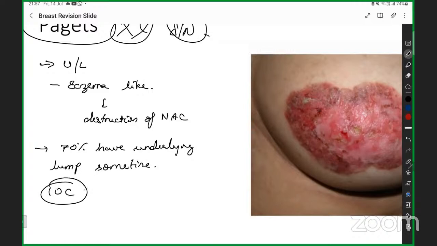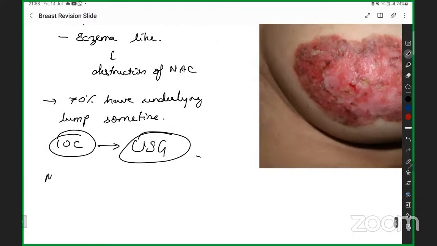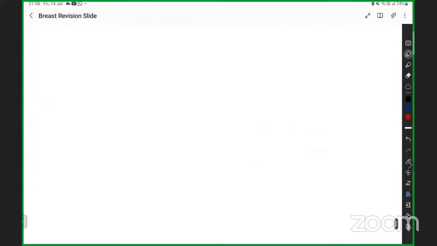What is the investigation of choice in Paget's disease? Someone, can you tell me? You will again go for USG. What is the management? Lumpectomy is the management, and surgically you can also give cosmetic corrections.